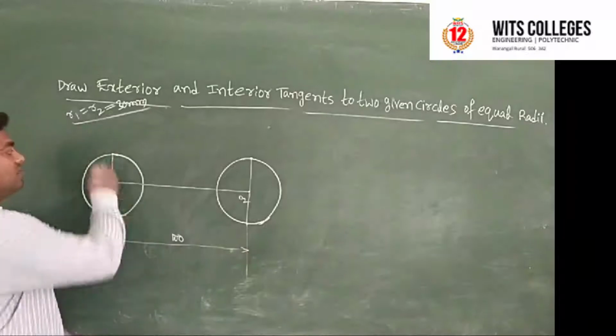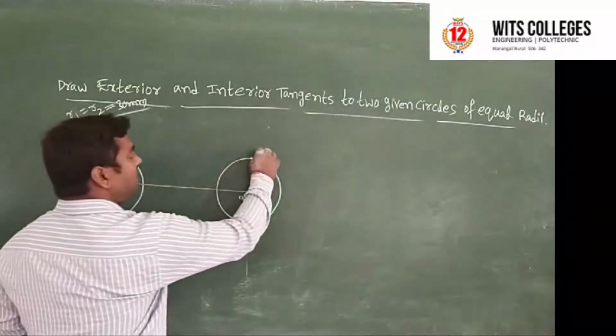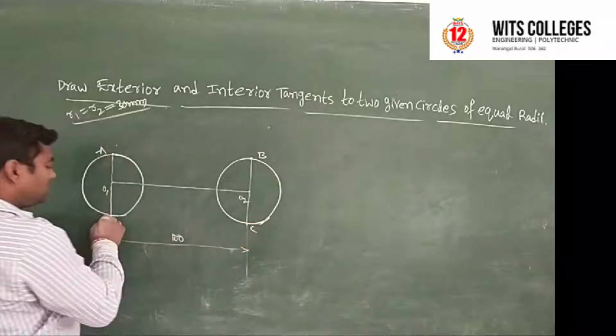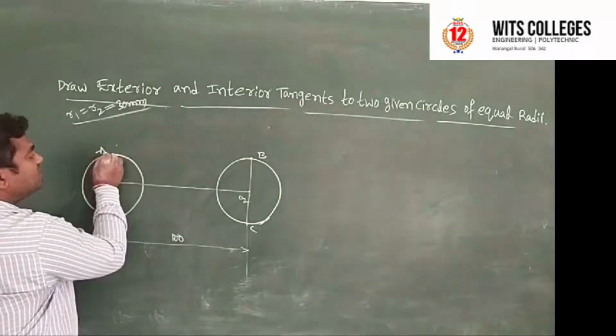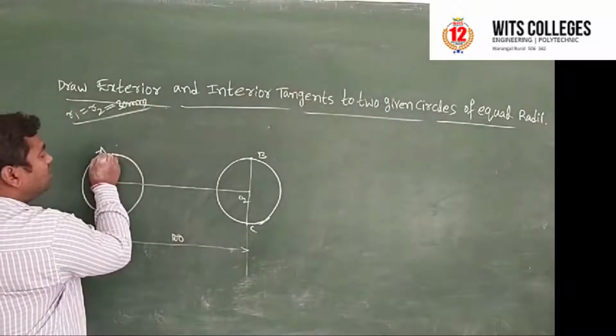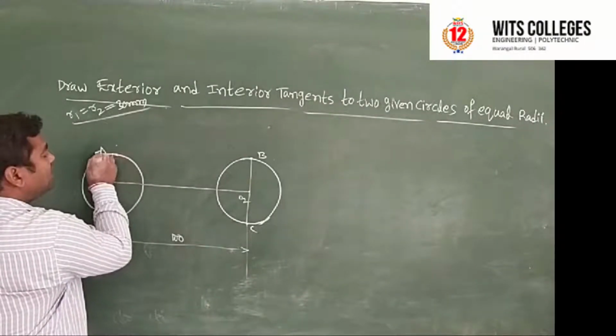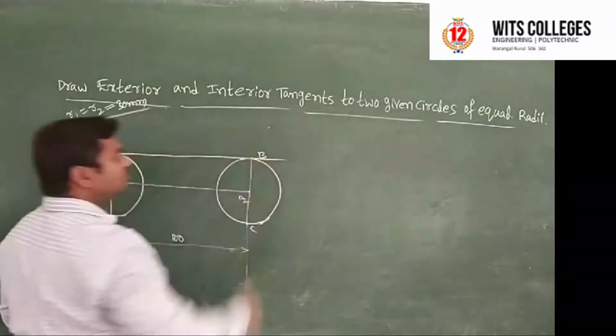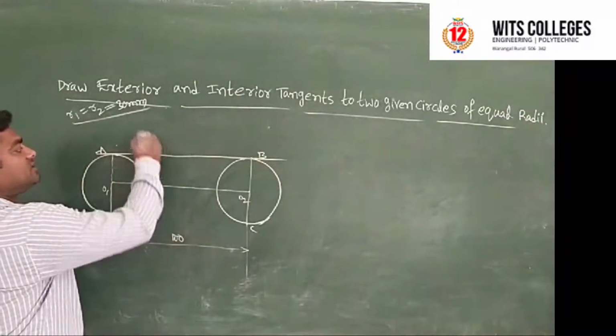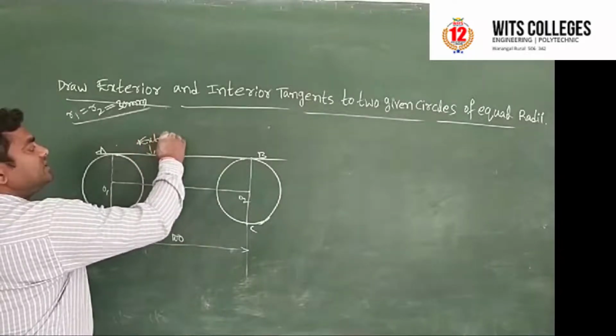So this diameter line automatically intersects the circle at 2 points, at top and bottom here, like this. Okay, so mark this point as A and this as B, this as C and this as D. So now join these A and B. Because these circles are equal in radius, you are automatically going to get a common tangent for both circles. This is the exterior common tangent.